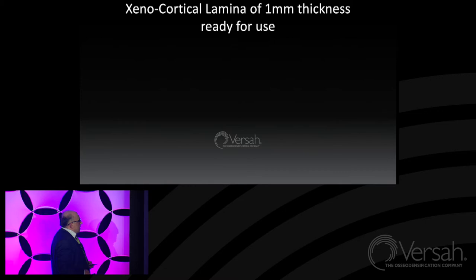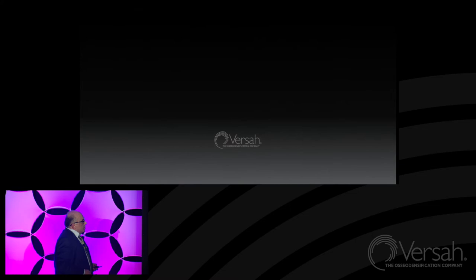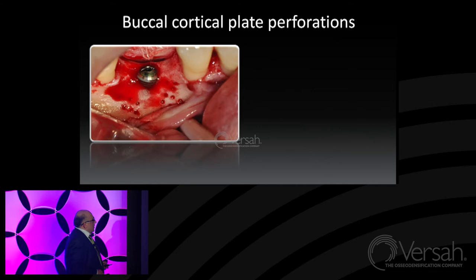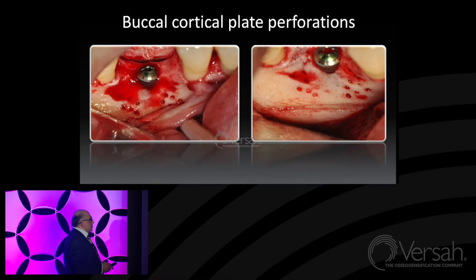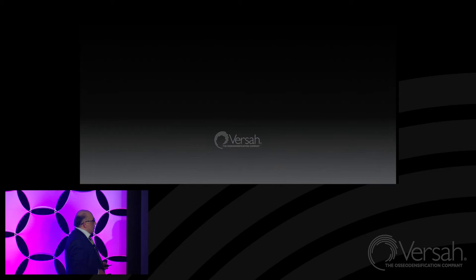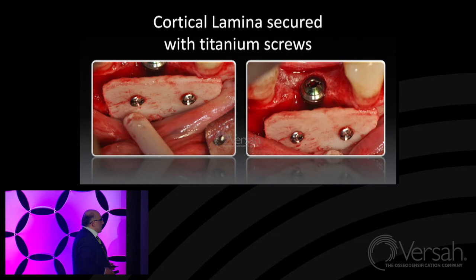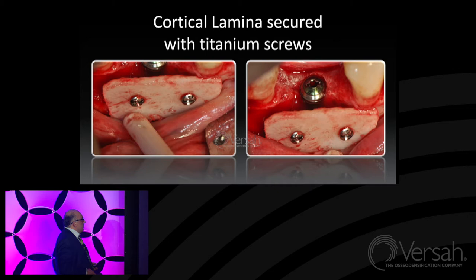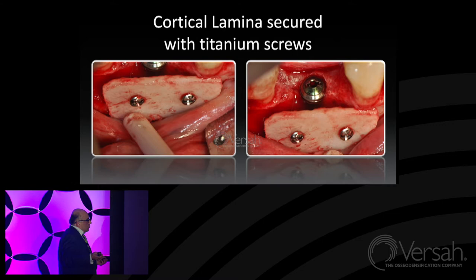Then we take our cortical lamina and trim it a little bit to avoid sharp edges. We make perforations of the cortical plate to induce some vascular penetration and to reach the marrow of the bone where the osteogenic cells are. Here it is. We harvested autogenous bone chips from surrounding places, from the linea obliqua externa. We secure the cortical lamina with two titanium screws. Here it is. We make a space of such volume to augment with these autogenous bone chips.